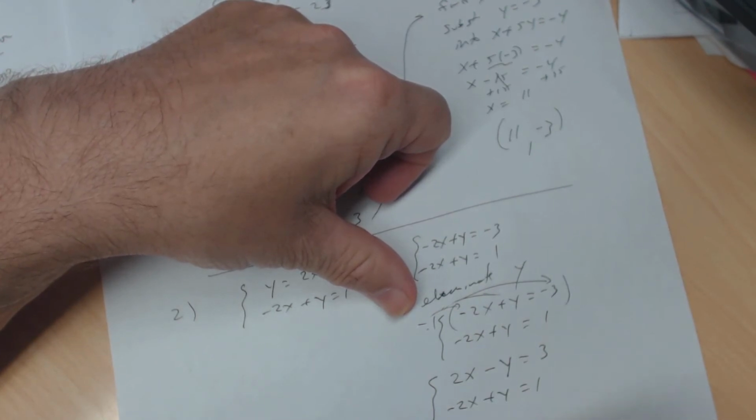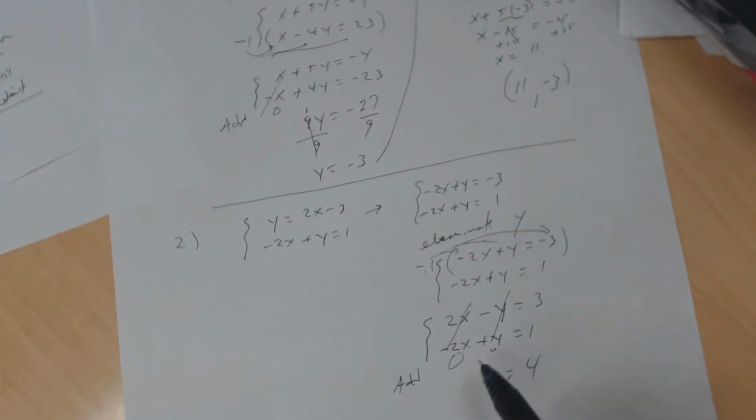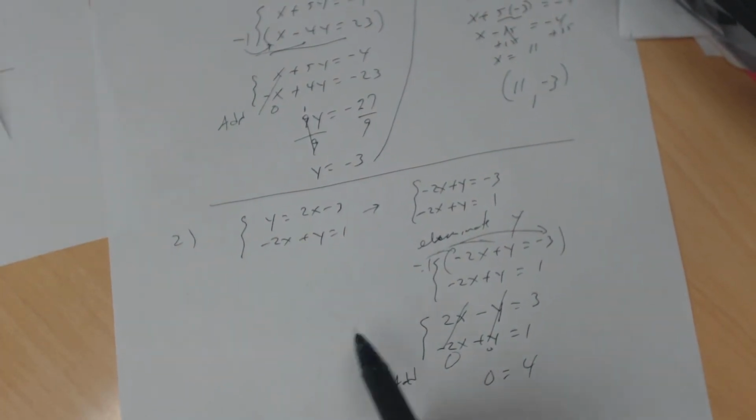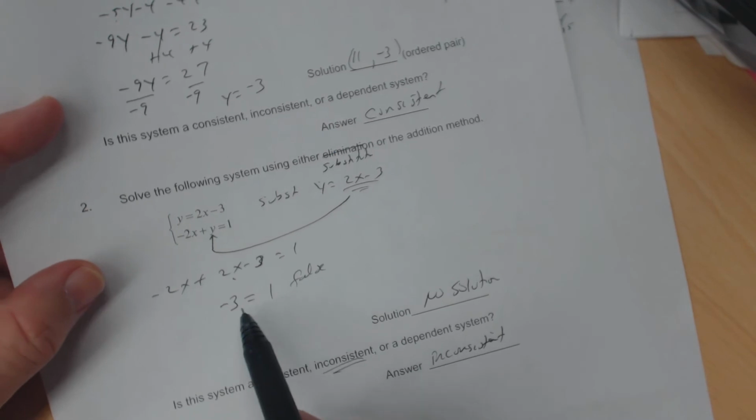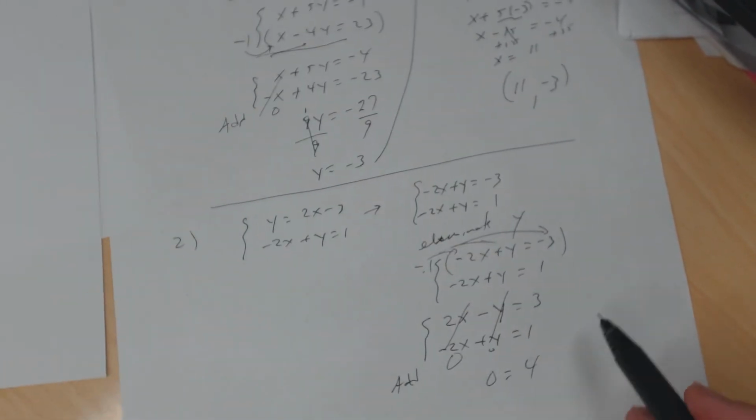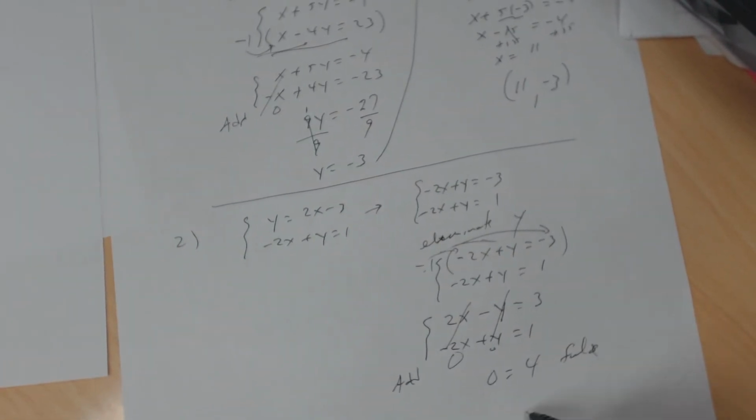Now when I add them, notice what happens. The x's go away, the y's go away, 0 plus 0 is 0, and 3 plus 1 is 4. So just like right here, the variables disappeared. You look at the statement: is that true or false? Well, this again is false. So then you would say the solution, x equals, and you would say no solution.